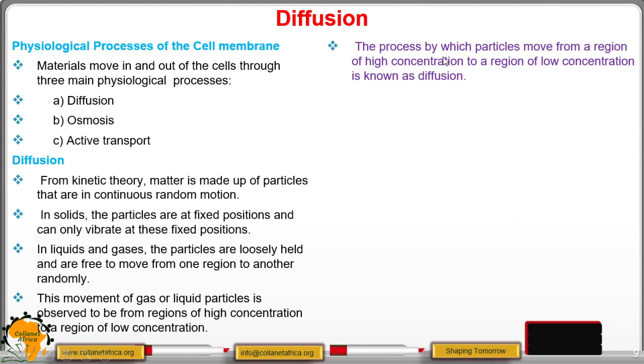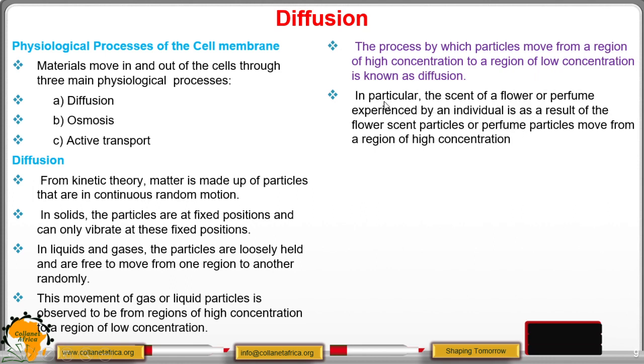Thus, we define diffusion as the process by which particles move from a region of higher concentration to a region of low concentration. In particular, the scent of a flower or a perfume experienced by an individual is a result of the flower scent particles or perfume particles moving from a region of higher concentration, just as when your neighbor cooks chapati and you can tell the aroma in your compound.